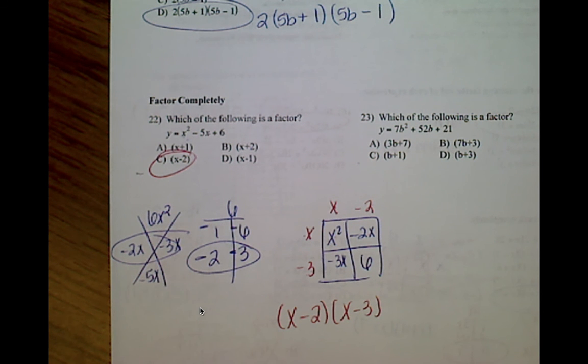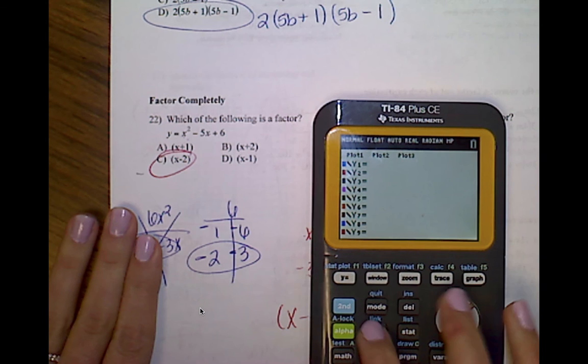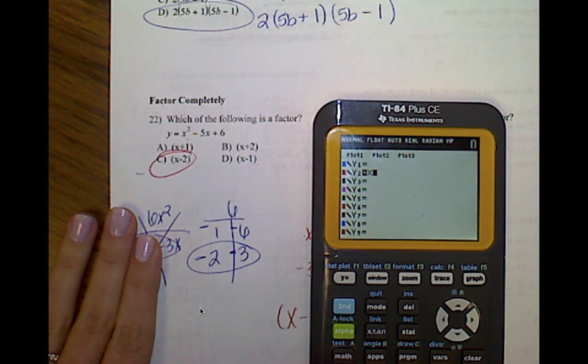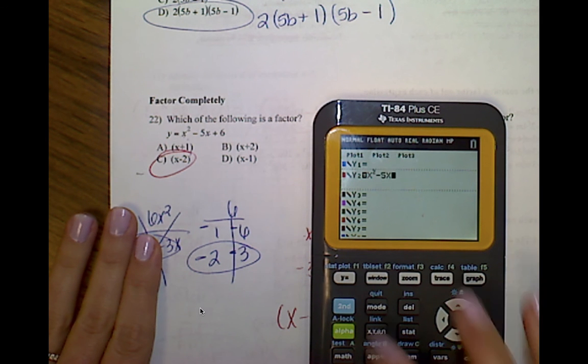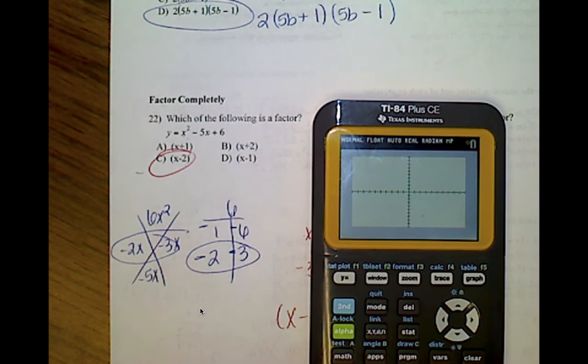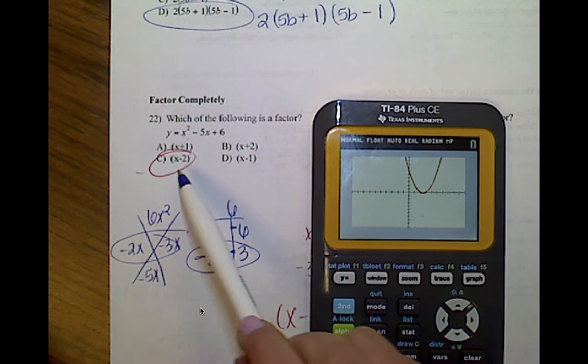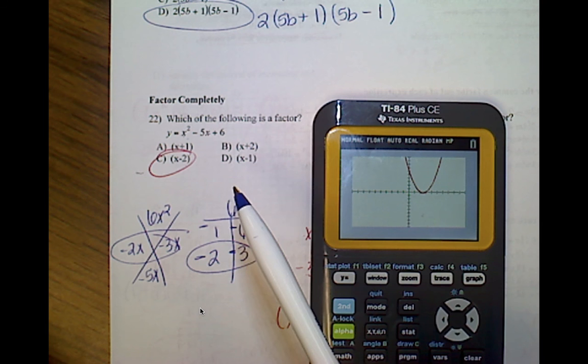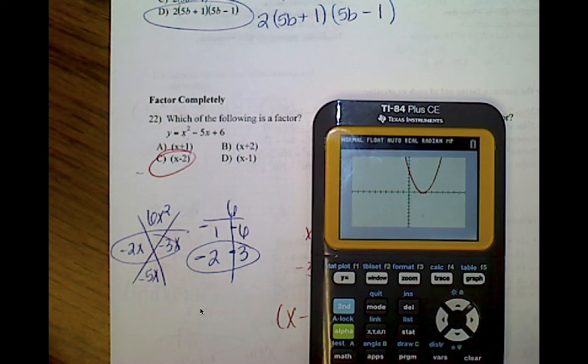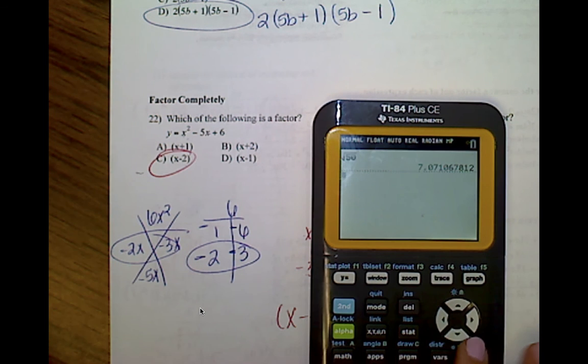If you had issues, you could always graph it. X squared minus 5x plus 6, and you can graph it. And maybe you can make the connection that since it's crossing right there at 2, 0, that 2 should be a huge clue to you. But I would just say, rather than doing all of that, you're going to be safe if you know how to factor it.